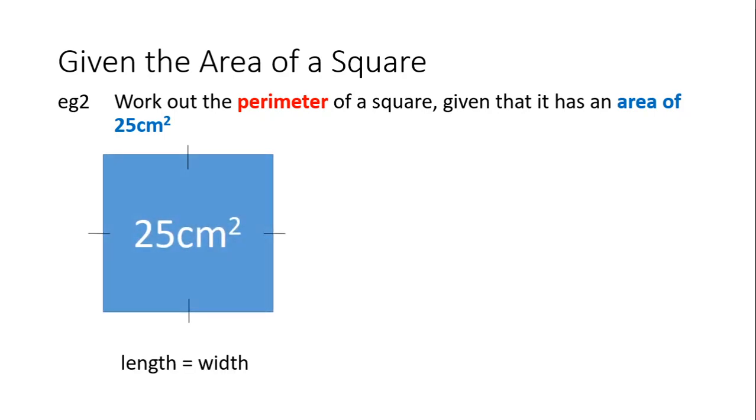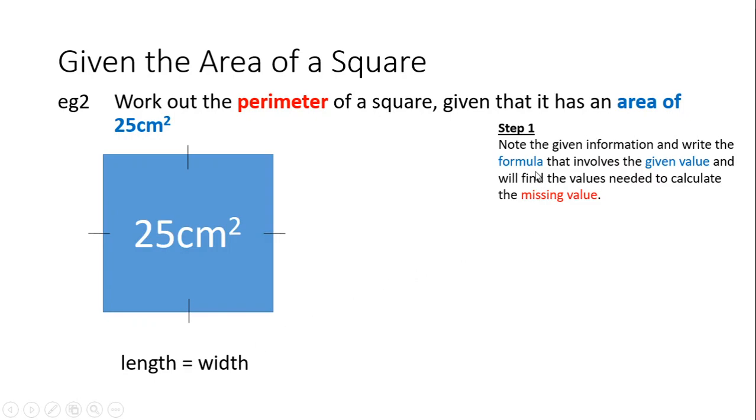From this diagram, I can see that this is a square, so all of the sides are equal in length. I've shown that by doing these little lines on each of the sides. And I've written down here that the lengths are equal to the widths. So again, starting with step 1, note the given information and write the formula that involves the given value, and we'll find the values needed to calculate the missing value. This time I can't write a formula that involves the area, and it will tell me the perimeter.